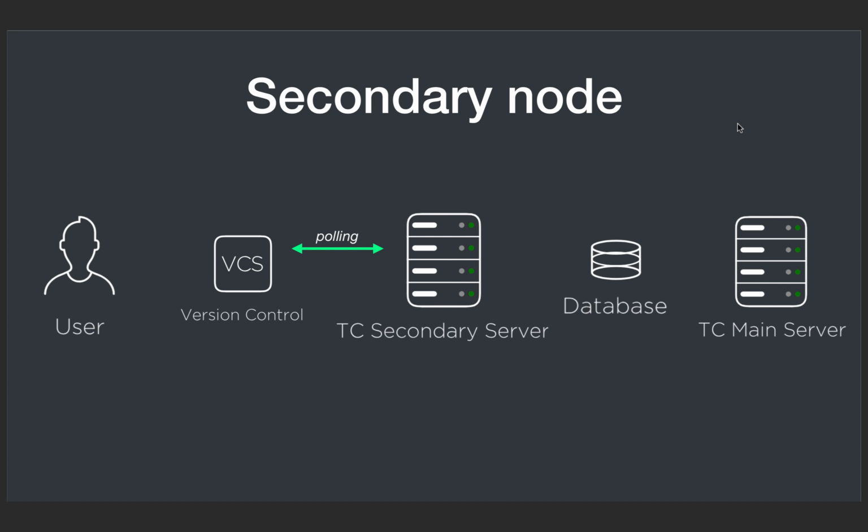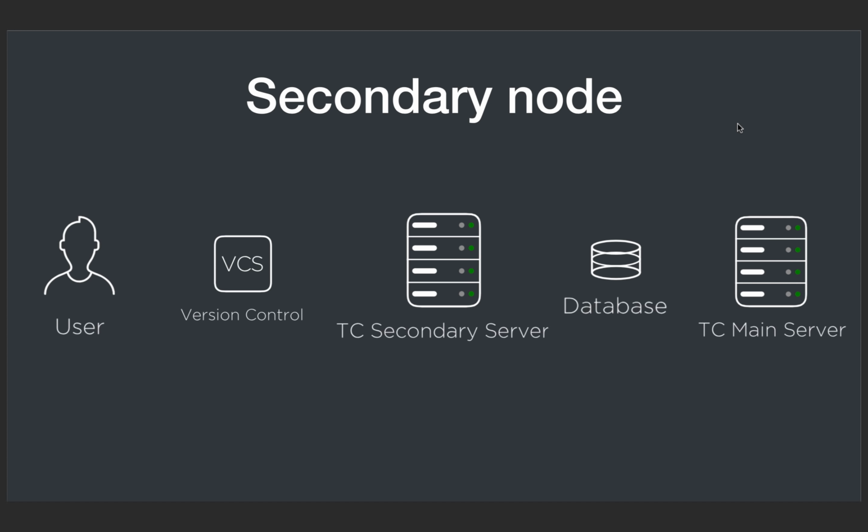And once the user commits a change to the version control, he makes a change to the source code, the change goes to version control. The secondary node discovers the change, it will pull in the change, it will store it to the database, and then the main server will pick it up and actually run the build.